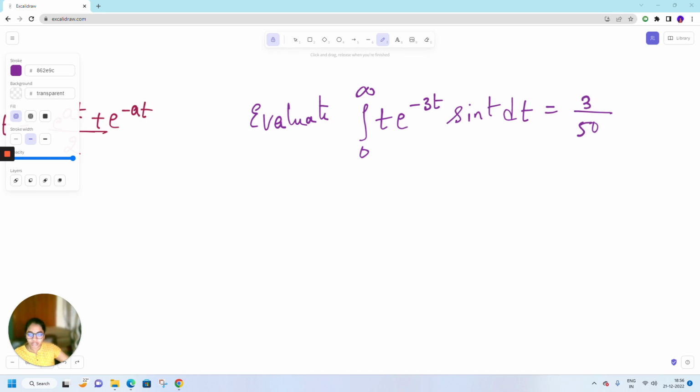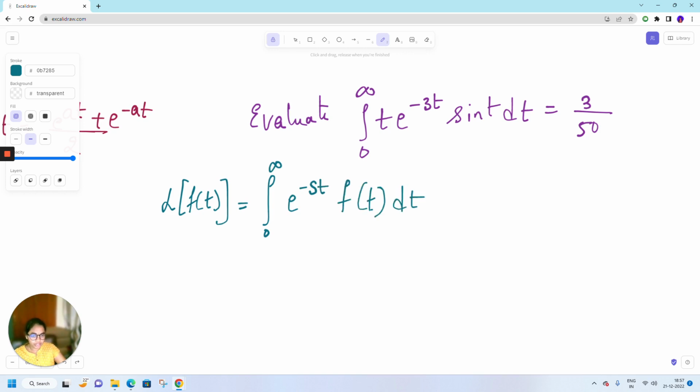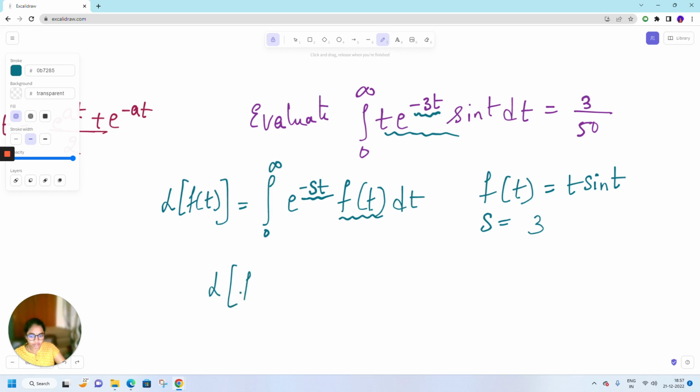So what was the definition of Laplace transform that I wrote in the first lecture? Laplace of f of t is equal to the integral from 0 to infinity of e power minus st f of t dt. Now observe the definition and the given question. What do you have in place of f of t? In place of f of t, I have t sine t. What do I have in place of s? Observe e power, even here e power, in place of s I have 3. So the first step is, let me find Laplace of f of t.